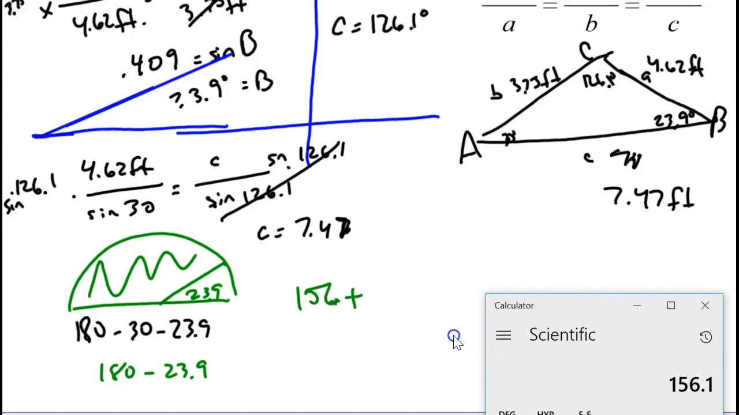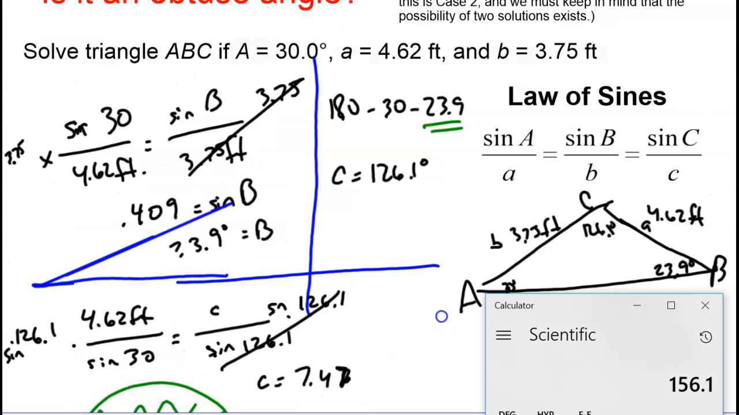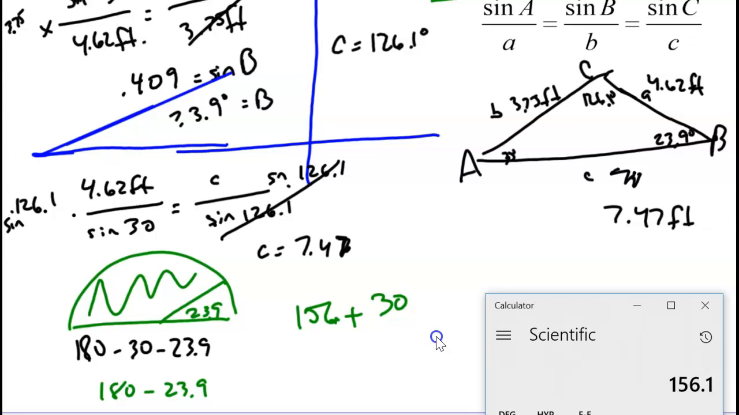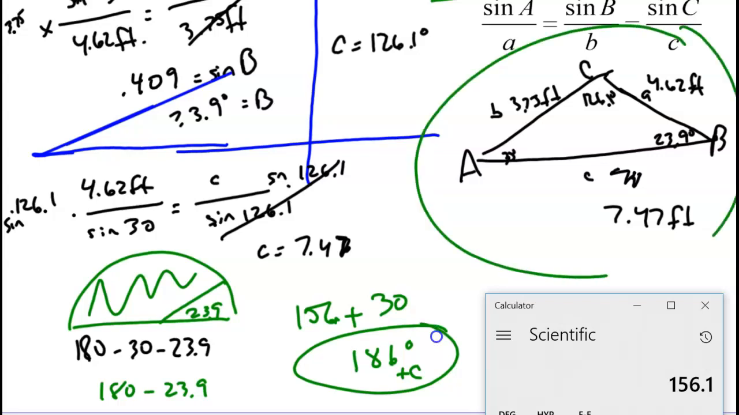we add that to the 30 degrees that we were given from A at the very top up here, then that's going to give us 186 degrees, which means that there is no possible way that you would fit in side C, or angle C on that. So that means that this is the one and only answer for this problem.